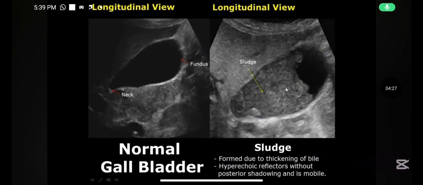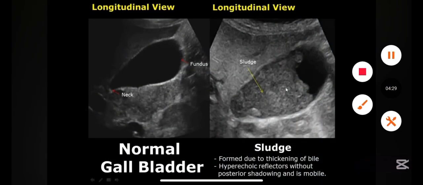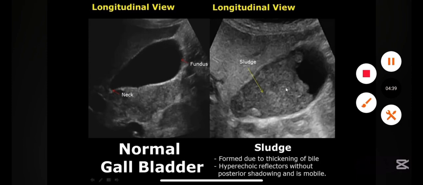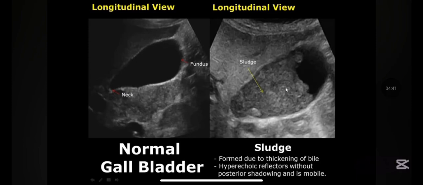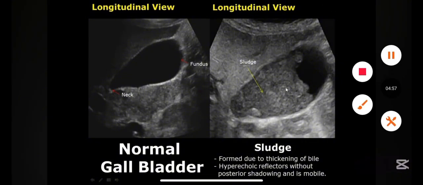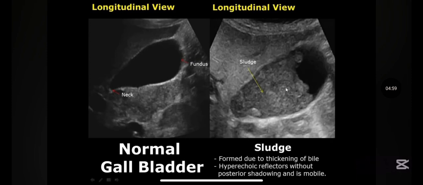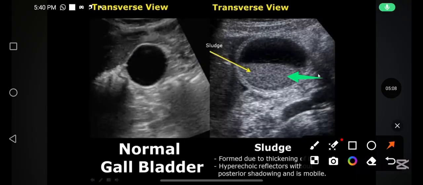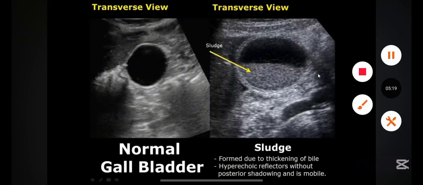Next pathology is gallbladder sludge. Gallbladder sludge is the thickened form of bile and it has increased density, so that is why it appears hyperechoic without any posterior acoustic shadowing, and it is mobile. That is, when the patient shifts position, the sludge will also change its position. Here is the transverse image of the gallbladder showing sludge which is hyperechoic due to the thickening of the bile.